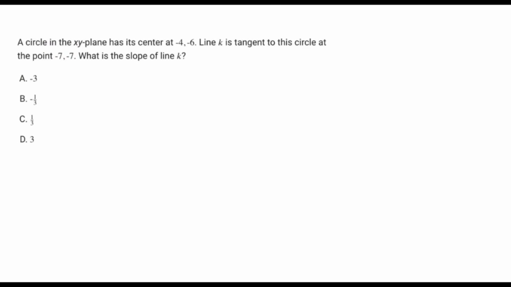A circle in the xy plane has its center at coordinates -4, -6. Line K is tangent to the circle at the point -7, -7. What is the slope of line K? This is an interesting problem because when you talk about geometry on the SAT, you don't really get too much into the obscure concepts. So we have tangent lines on a circle. This one thankfully is quite simple and straightforward, so I'll show you how it's done.